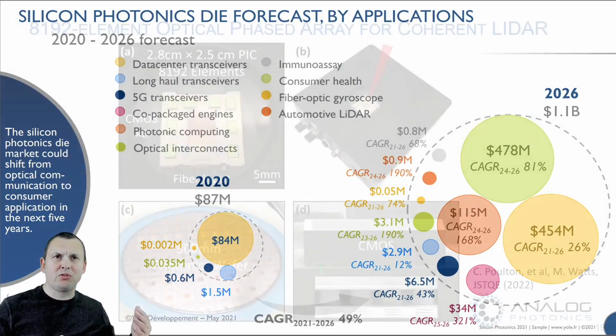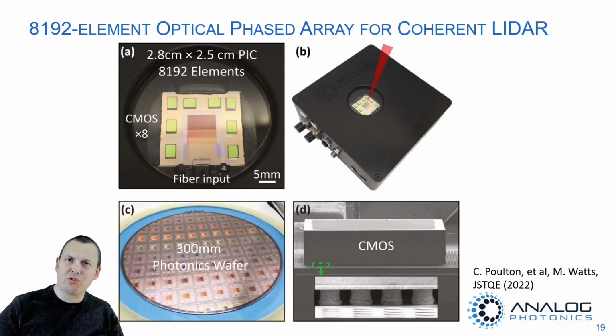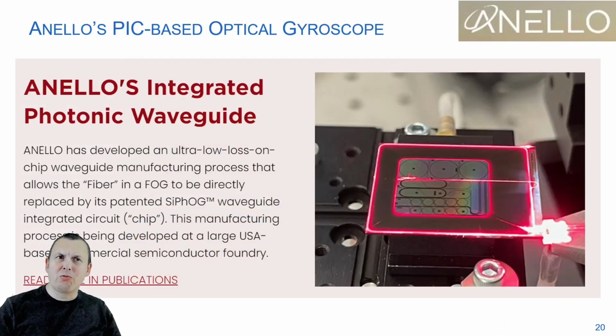You have some good examples, like for instance this one by Analog Photonics, a LiDAR chip. It's a quite complex silicon photonic circuit. It really shows what the technology can do. But you cannot buy this as a product. Here, this is an optical gyroscope by Anello, a US company. That's one that you actually can buy. You can buy this gyroscope and use it in your applications.